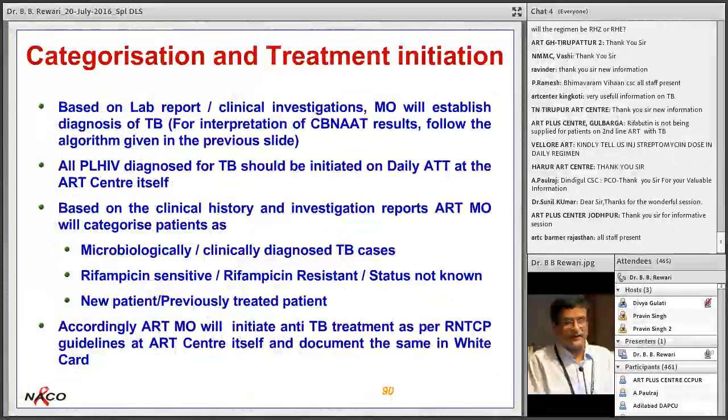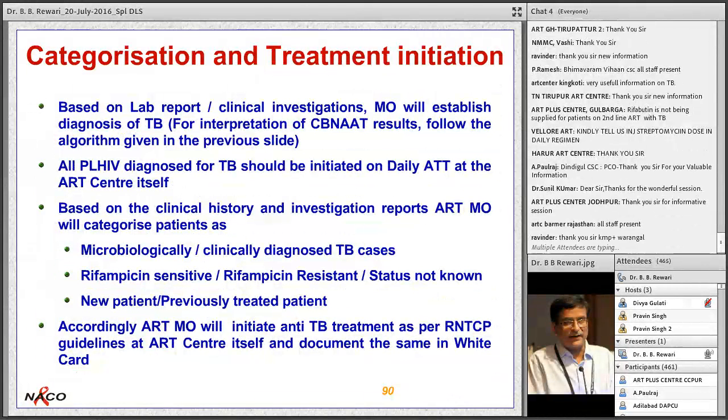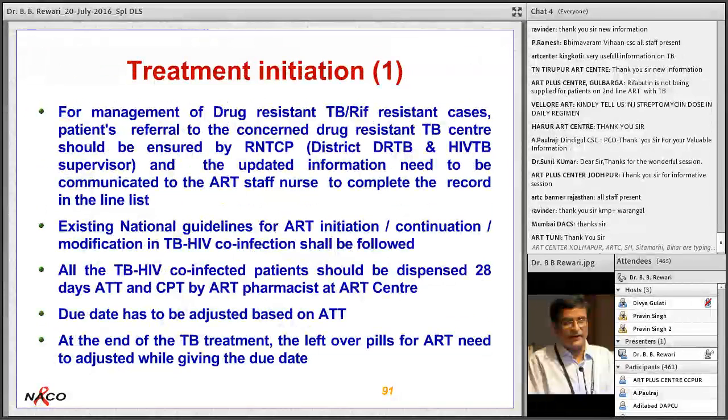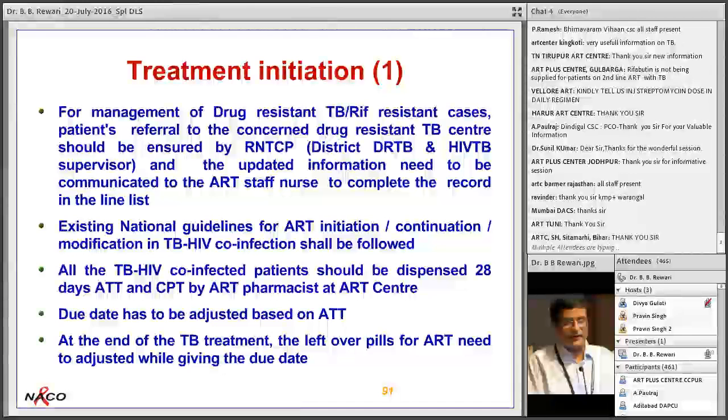Then the patient will be categorized as a new patient or previously treated patient and treated by the ARTMO. That is very important, ARTMO will be treating these patients. They will be initiating these patients if they are not RIF resistant. The GeneXpert machine will say TB detected, rifampicin resistant detected, or not detected. If rifampicin resistant is detected, they should be immediately referred to a drug resistant TB center and will be taken care of there.